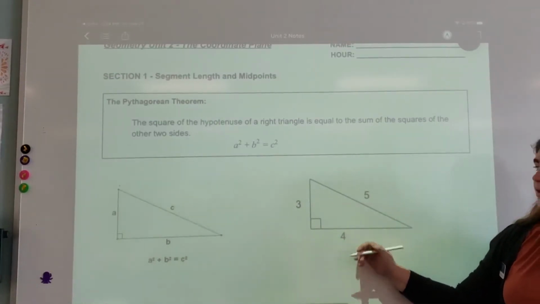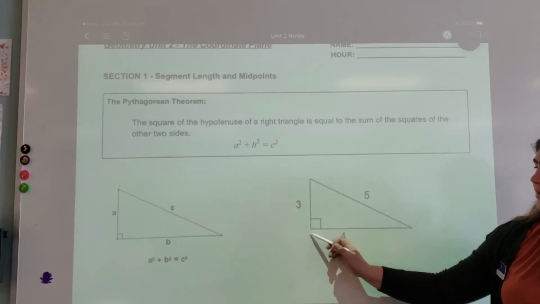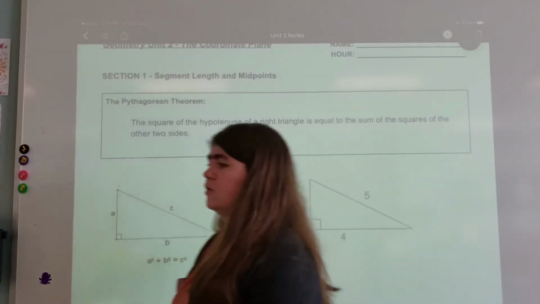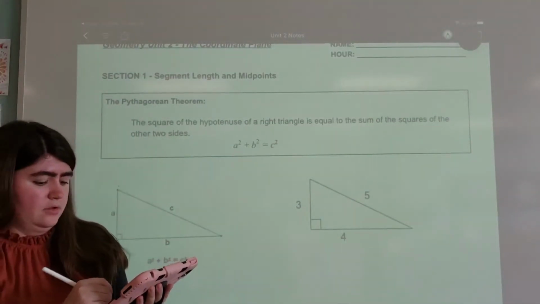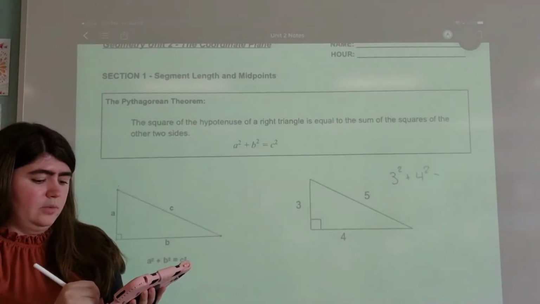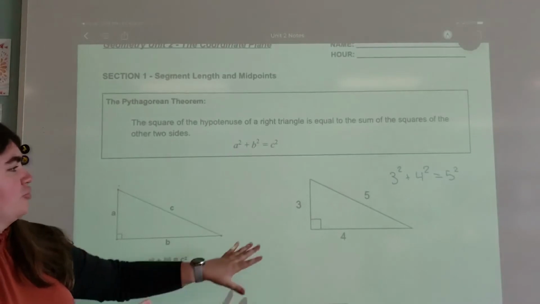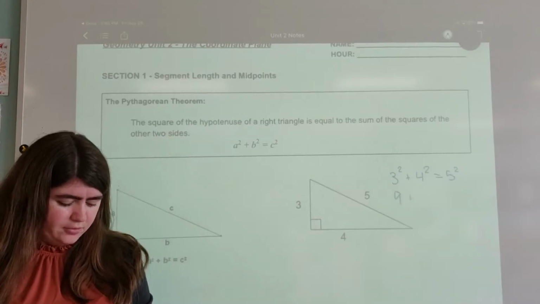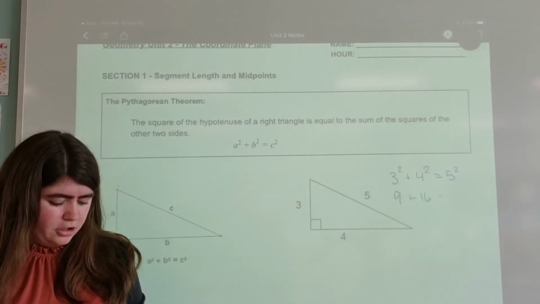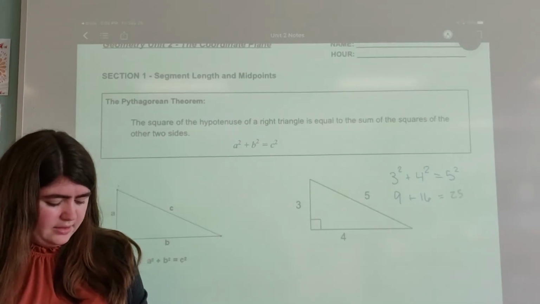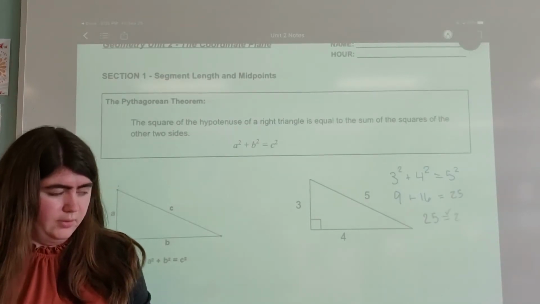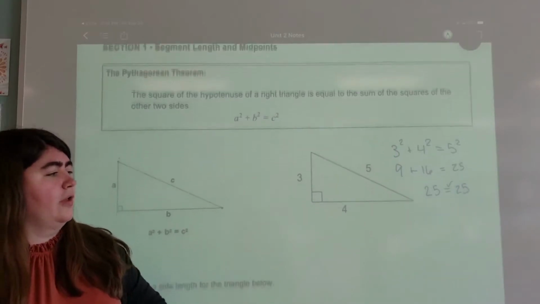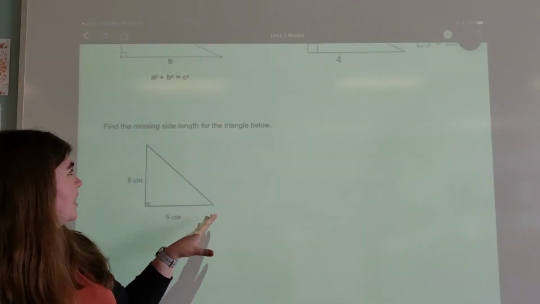So we have this question here where I have 3 on one side, 4 on my other leg, and then my hypotenuse is 5. So I'm going to go ahead and write that out as 3 squared plus 4 squared equals 5 squared. And if this is a true right triangle, this will be a true statement. So I have 3 squared is 9, 4 squared is 16, and when I add those together, it should equal 5 squared, which is 25. It does, that checks out. 25 is equal to 25.